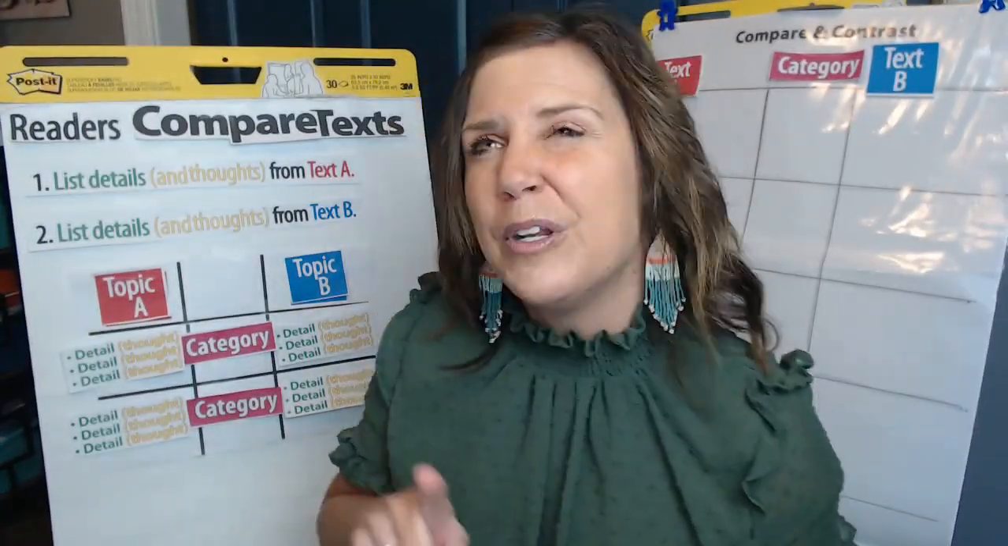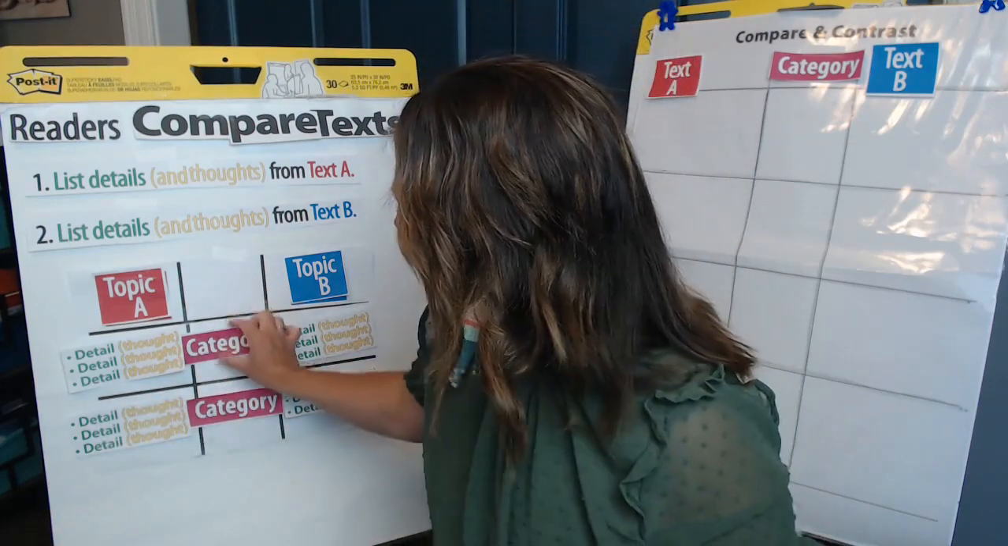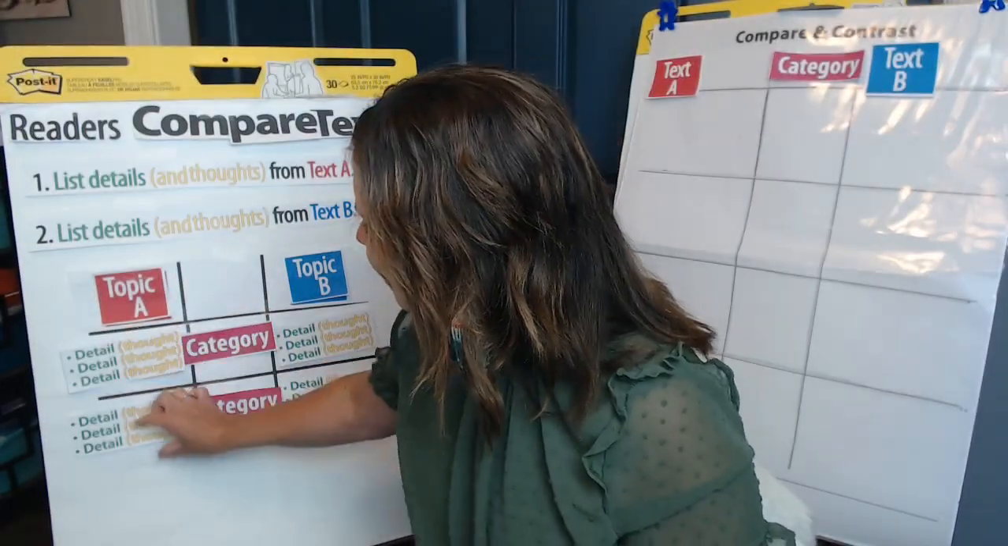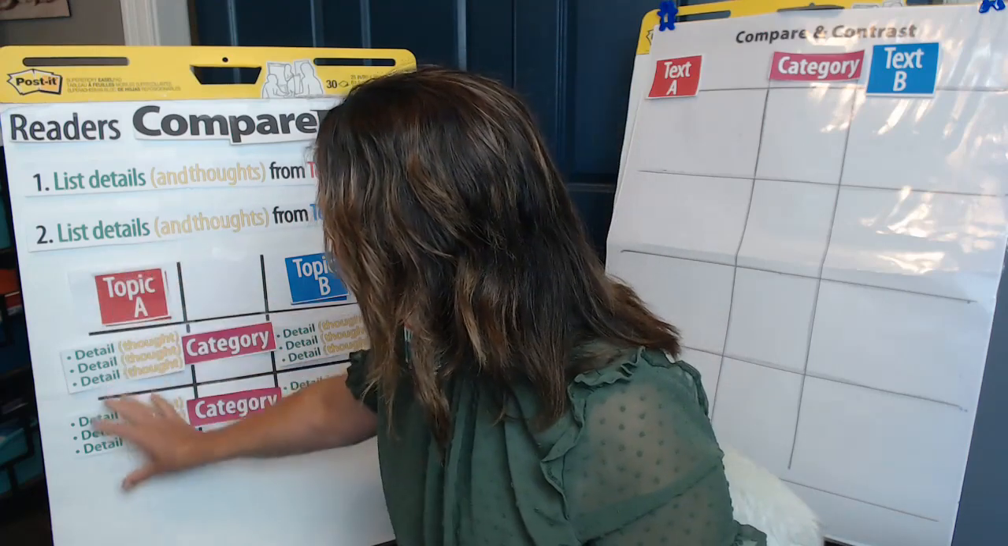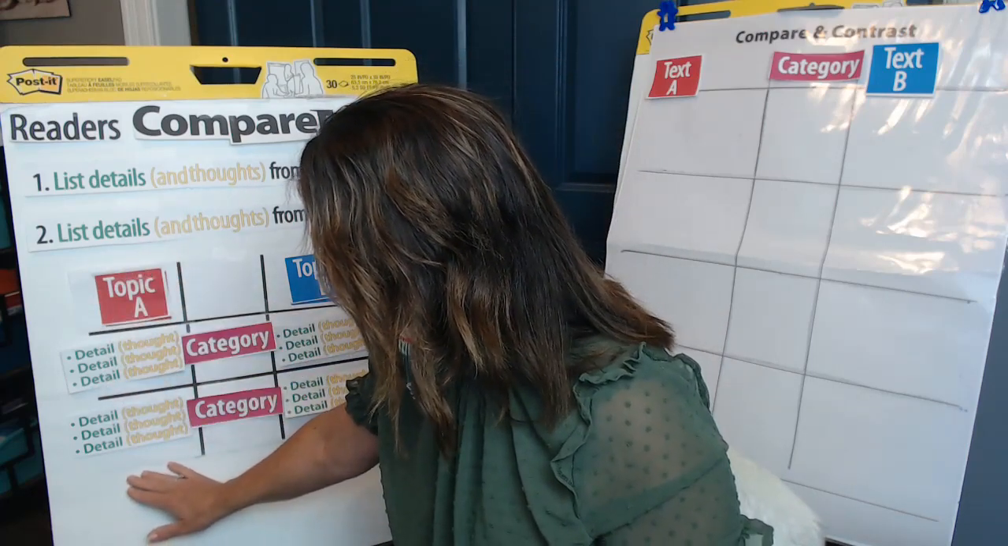What does it taste like? When would you eat it? Those types of things. Those are the categories. Those are the types of details that you're looking for. So you would do all about text A or topic A first.